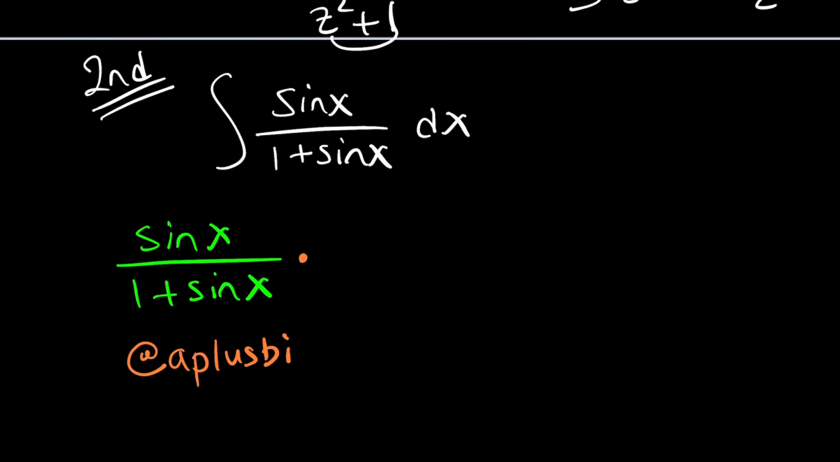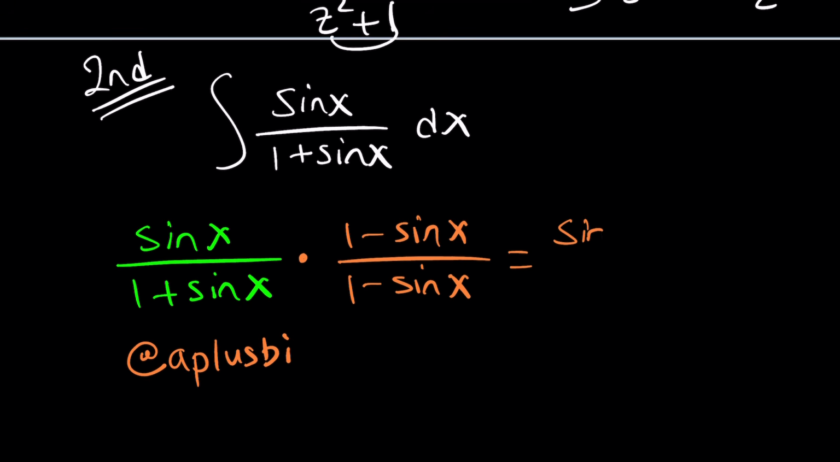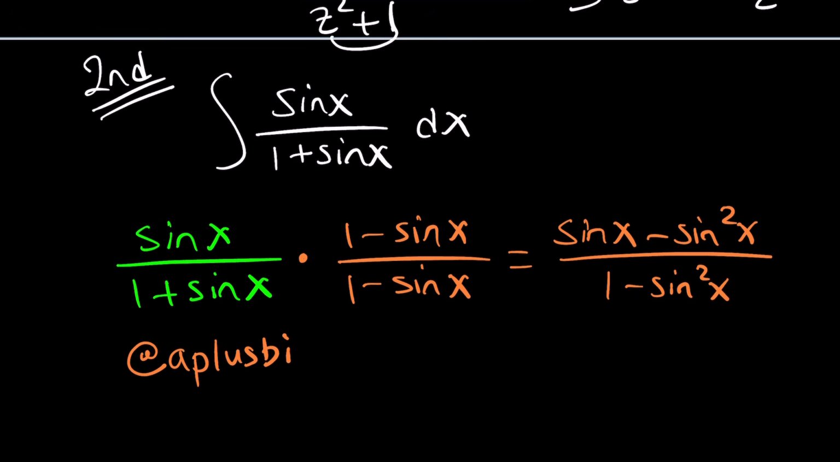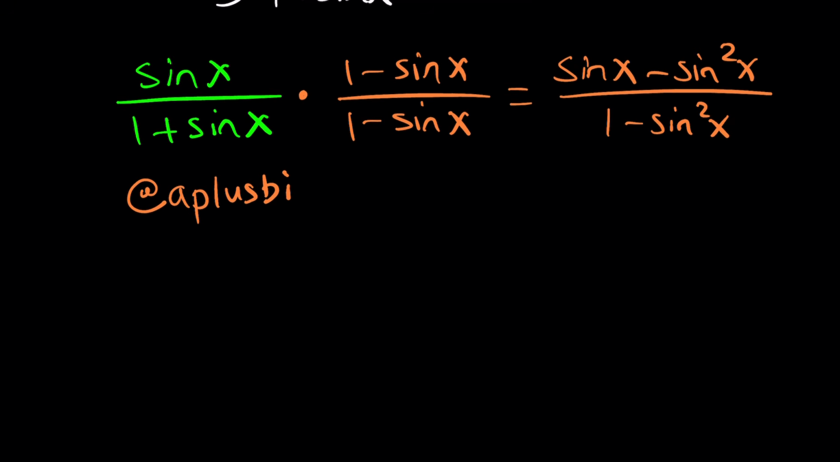Okay, let's continue now. We're going to multiply by 1 minus sine x and divide by that. So we're essentially multiplying by 1. But now we have sine x minus sine squared x in the numerator. In the denominator, we have 1 minus sine squared. Obviously, the Pythagorean theorem tells us 1 minus sine squared is cosine squared, because sine squared plus cosine squared is equal to 1. You should definitely know that.